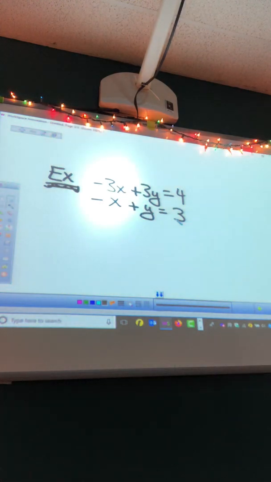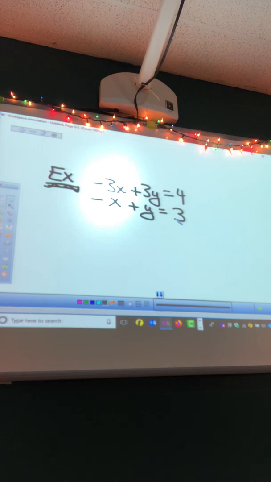Okay, so we have a couple equations up here. Again, not set up for graphing. How do we know it's not ready for graphing? Very good. It's not solved for y equals mx plus b. How do we know it's not ready for substitution? Because I don't have a y by itself or the x by itself. So since I was teaching elimination, it's probably elimination.